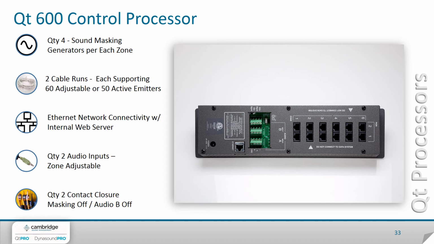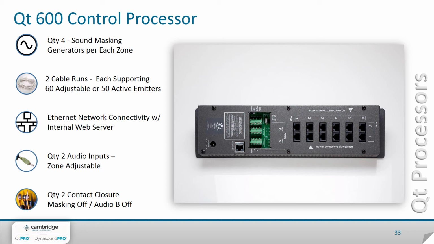Advanced control is facilitated through the Ethernet jack on the rear of the unit, allowing control of the sound masking and audio mixing via the web browser. It also facilitates 2 separate audio inputs, adjustable on a per-zone basis, along with the 2 contact closure ports, which can disable sound masking, as well as the second audio input.